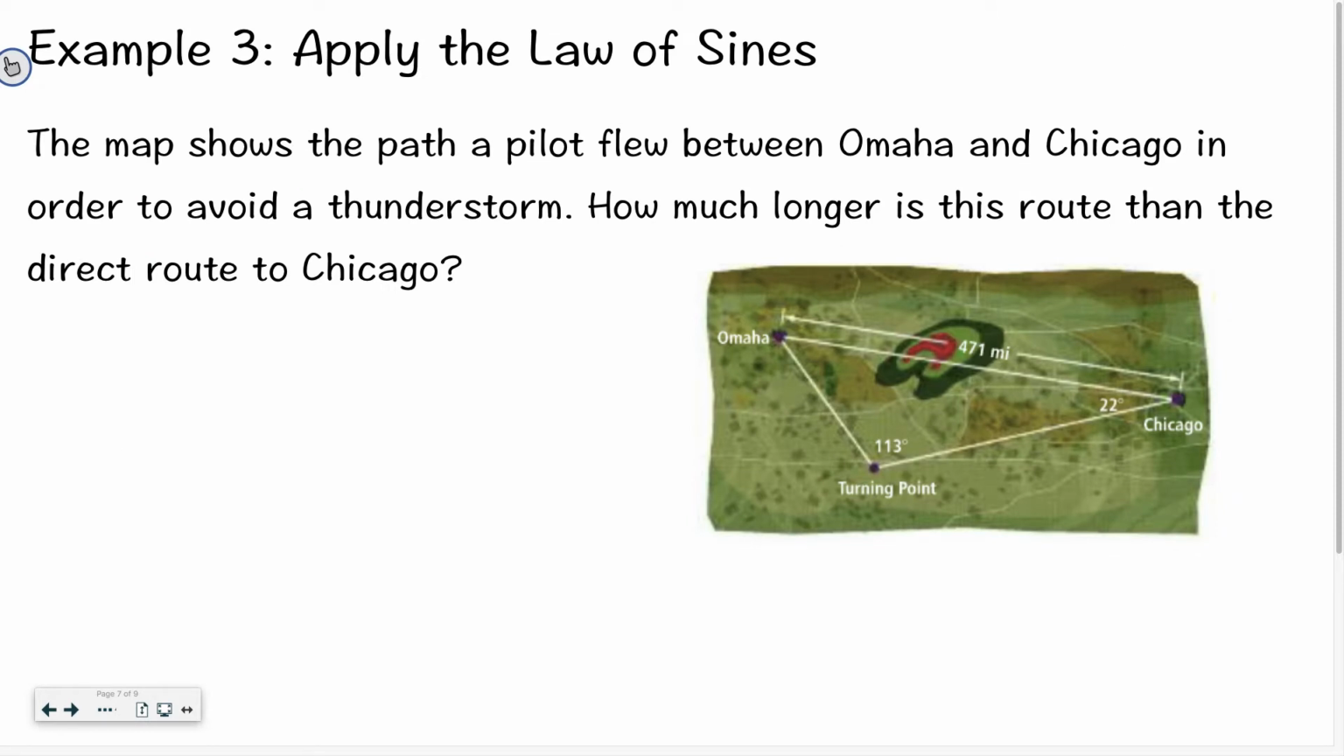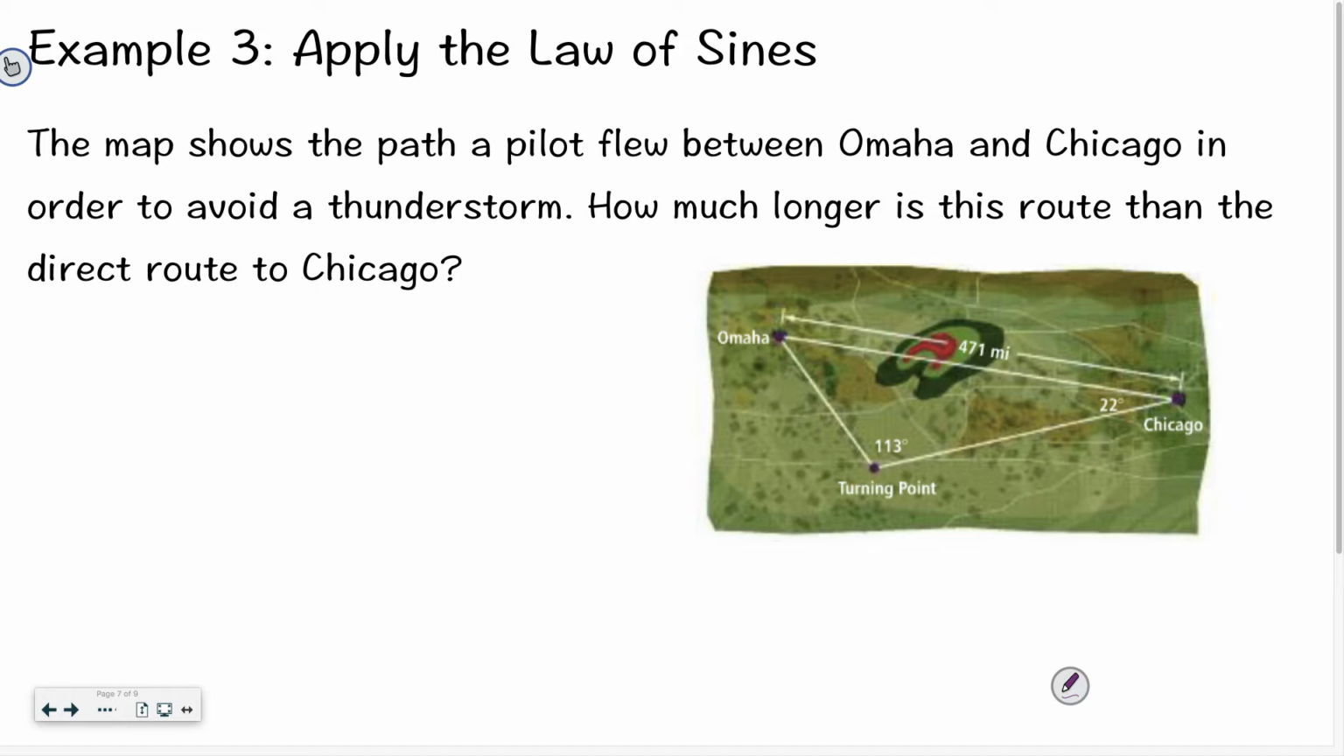And our last example is applying it to a word problem, okay? So the map shows the path a pilot flew between Omaha and Chicago in order to avoid a thunderstorm. How much longer is this route than the direct route to Chicago? So that means I need to figure out what these two distances are in order to find out how far the pilot flew so I can compare it to the direct route.